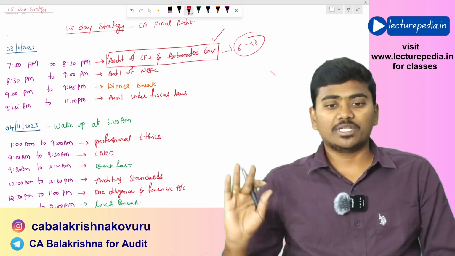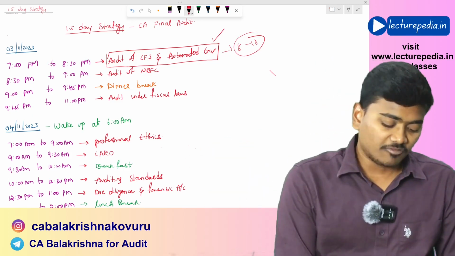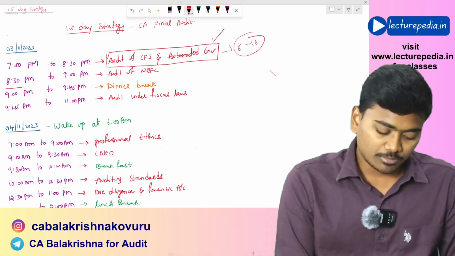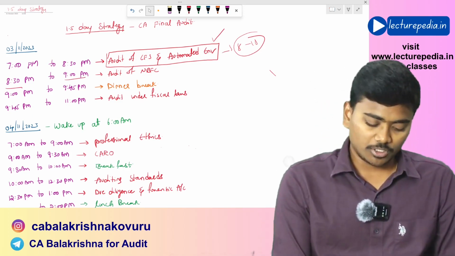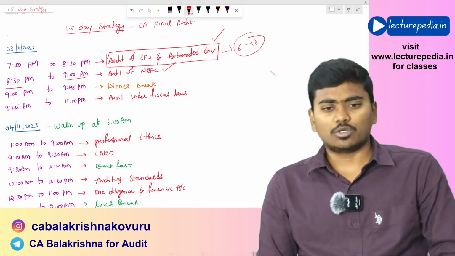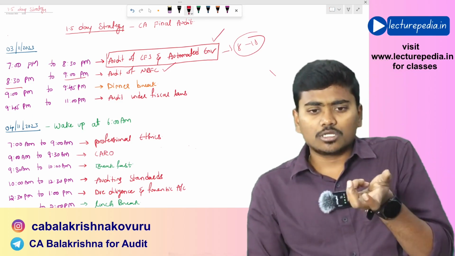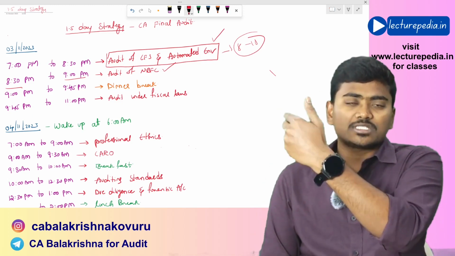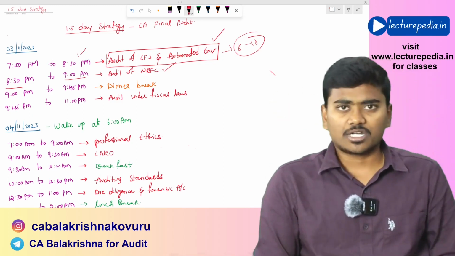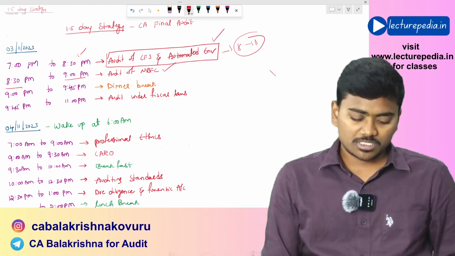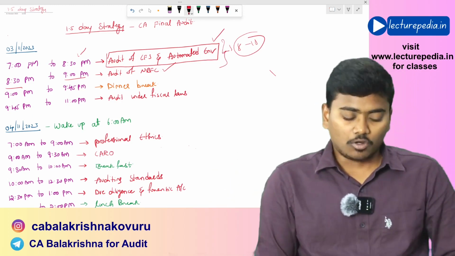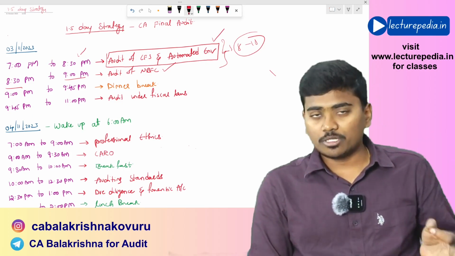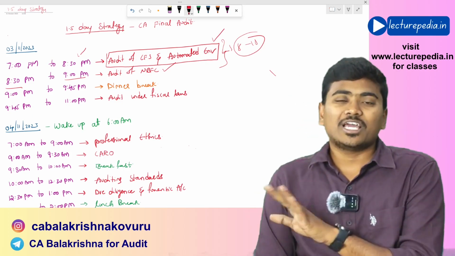So first of all, complete the revision of these two chapters from 7 p.m. to 8:30 p.m. Next, from 8:30 p.m. to 9 p.m., within half an hour, complete audit of NBFC. If you lack time for audit of NBFC, you can use some of the time of the previous 1.5 hours. In the first 2 hours, you have to complete revision of these three chapters: audit of CFS, automated environment, and audit of NBFCs.